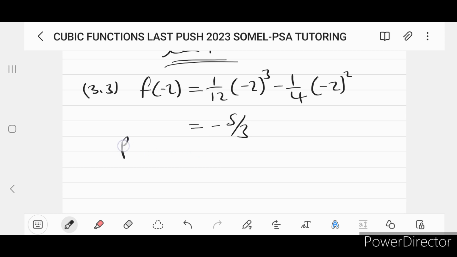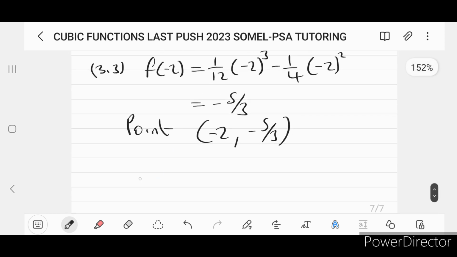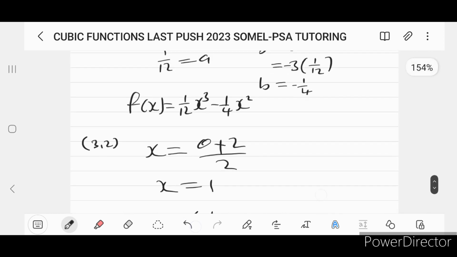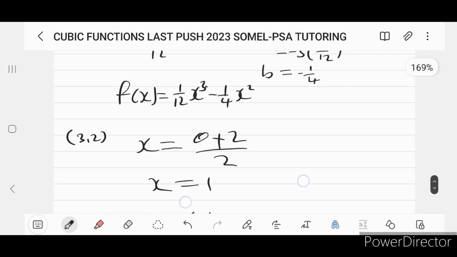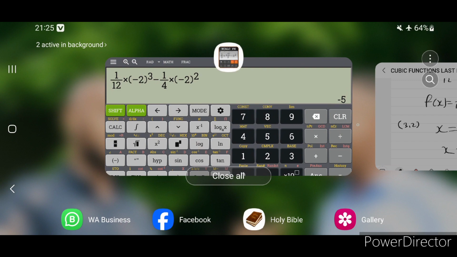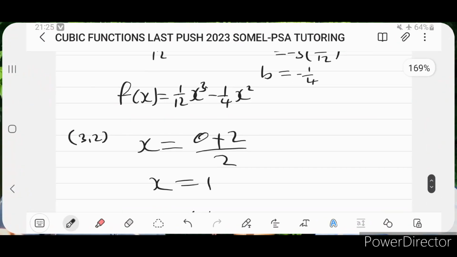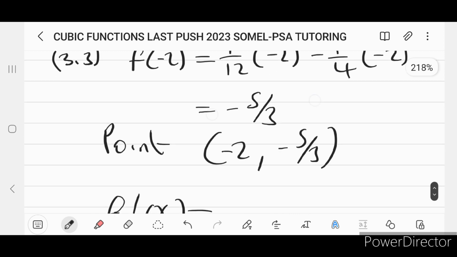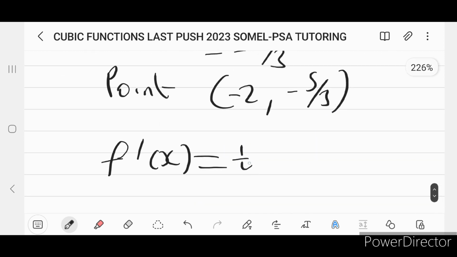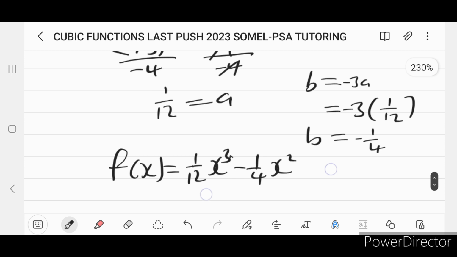So the point, you need a point, remember? The point is negative 2, negative 5 over 3. Now you need the gradient. The gradient is what? F prime x. So this times this, 3 times 1 over 12. So 1 over 12 multiplied by 3 is 1 over 4. So when I derive that, it's going to be 1 over 4 x squared.